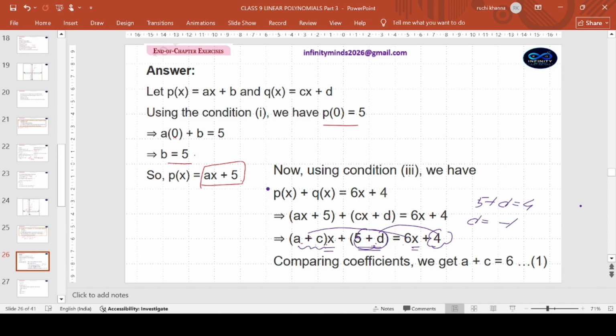We will make use of that. d is equal to minus 1, we will put that in this. So our next expression becomes cx minus 1. This also we will make use of. Anyways, let us proceed. Where the coefficient of x is equated to the coefficient of x, and constant equated to constant. Let's go to the next slide.